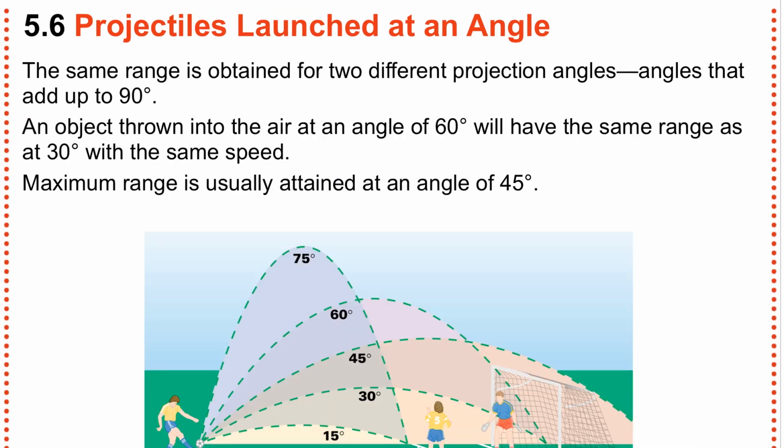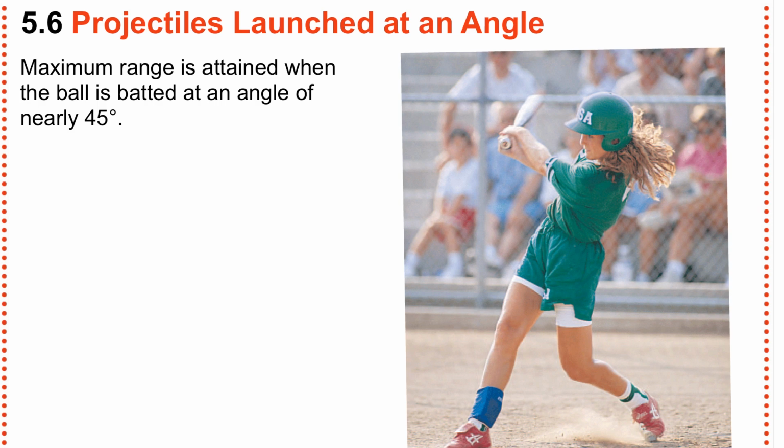So the same range is obtained for two different angles that add up to 90, just like we saw. So the maximum range is attained when it's hit at nearly 45 degrees. That's how far you want it. You want to hit it at 45 degrees if you want it to go the farthest distance.